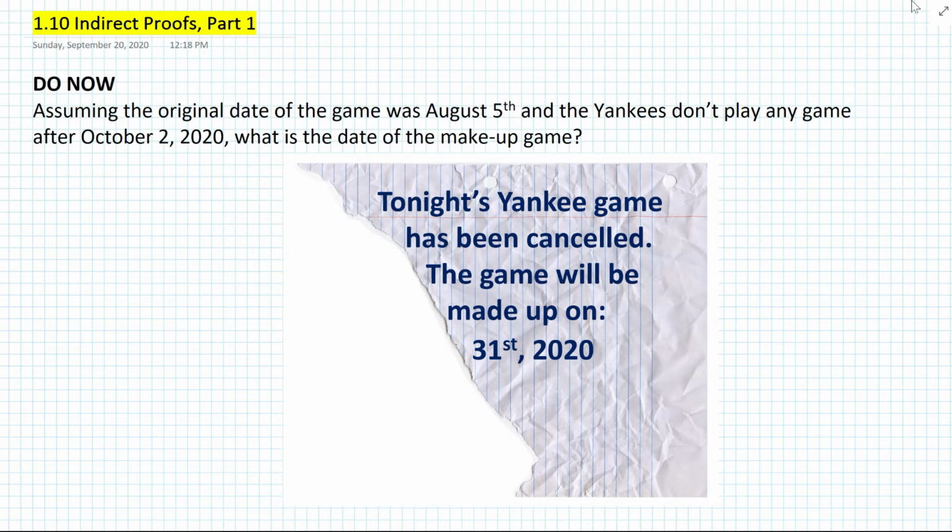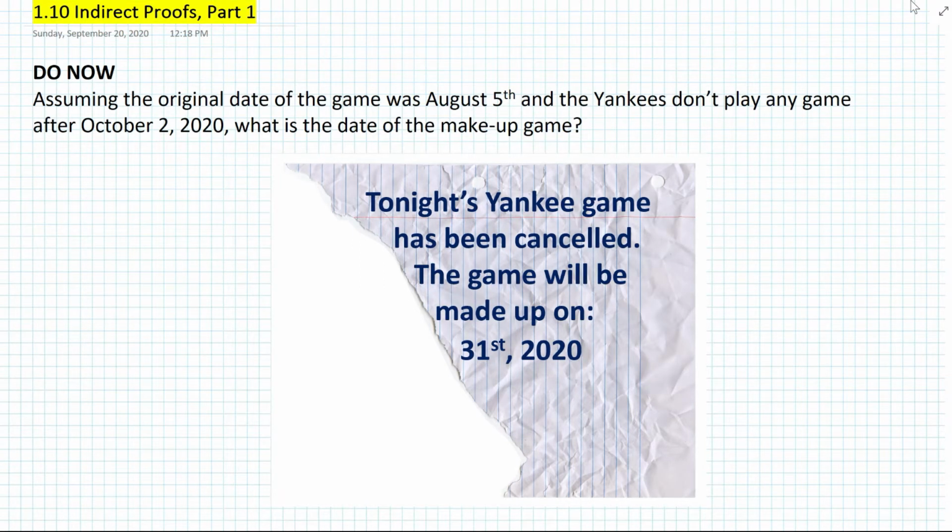So the do now states, assuming the original date of the game was August 5th and the Yankees don't play any game after October 2nd, 2020, what is the date of the makeup game? So how will we solve this? Here we have to actually come up with certain assumptions. So we have to somehow come up with months until December and then make a decision if it actually works or not. So let's list all these months.